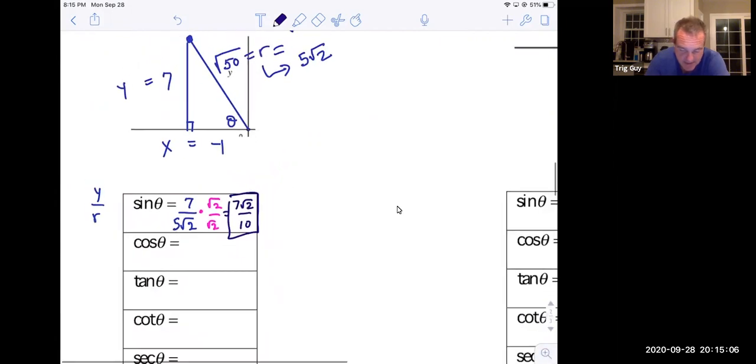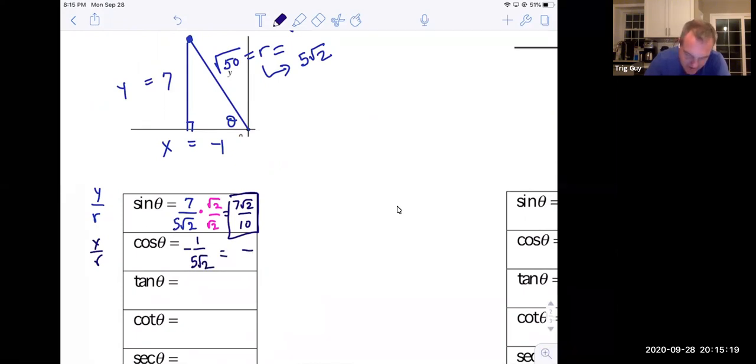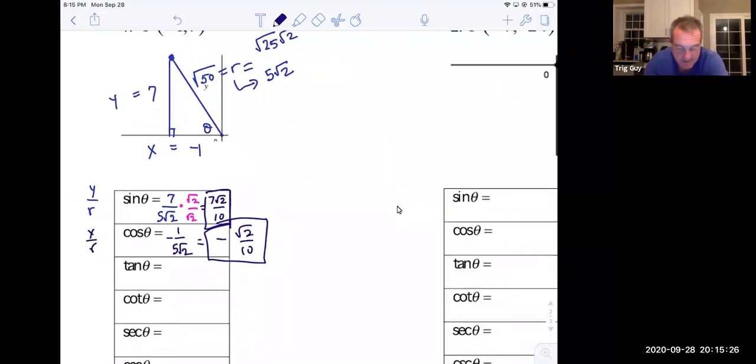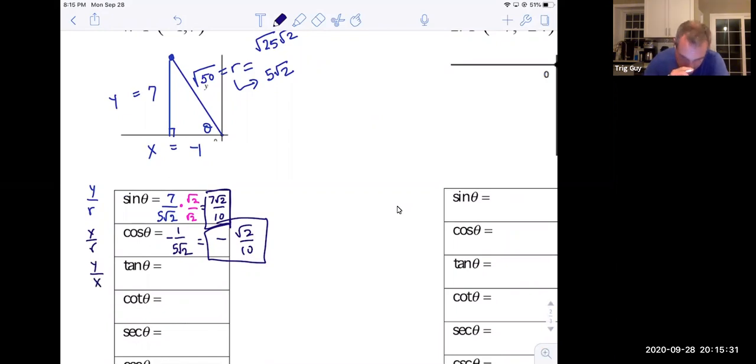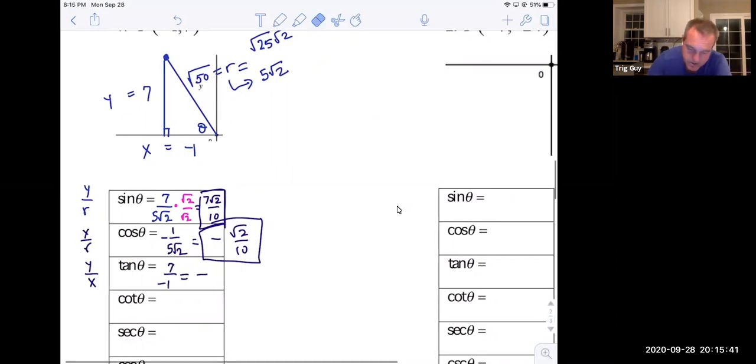So what's cosine? That's x over r, right? X over r is negative 1 over 5 root 2. And you got to go through the whole deal, right? Multiply by root 2 over root 2. So that's negative root 2, again, over 10. Tangent is y over x, or sine divided by cosine. So y divided by x is 7 over negative 1, which is negative 7.